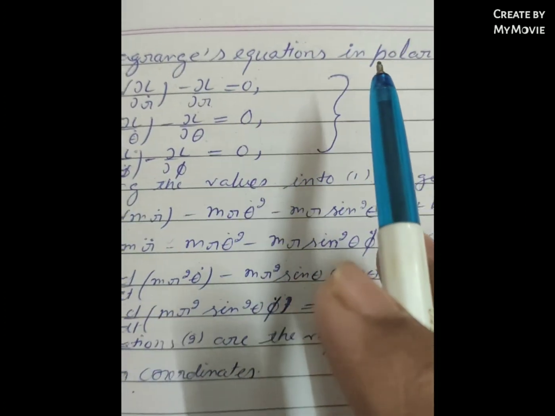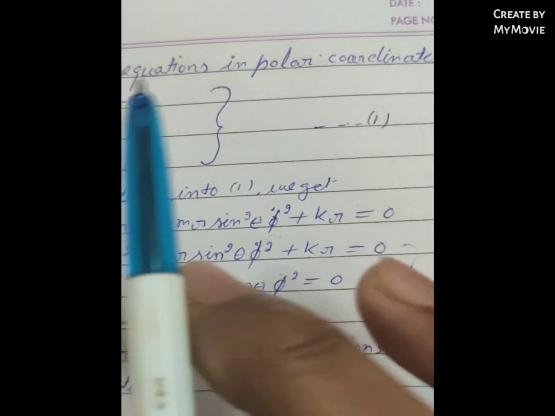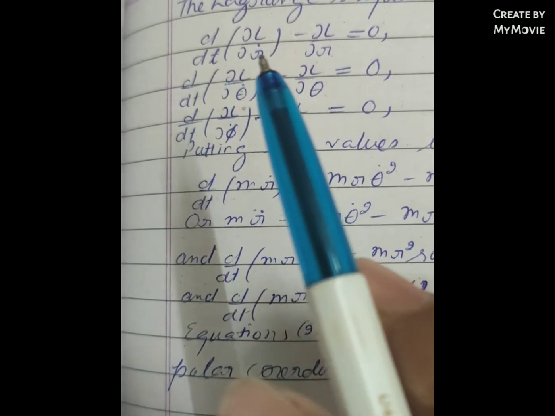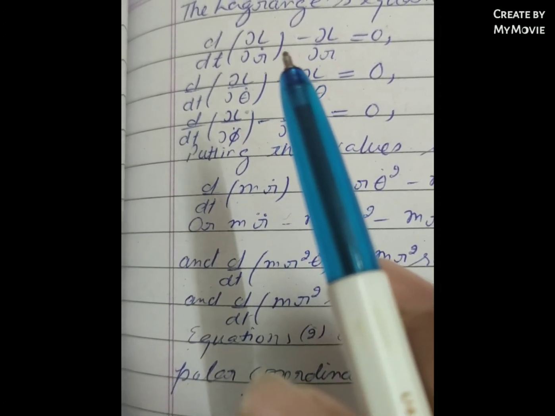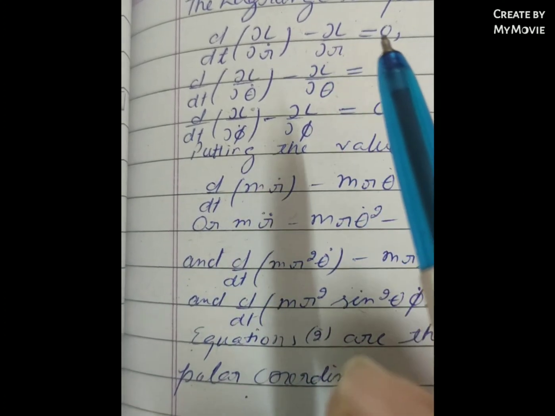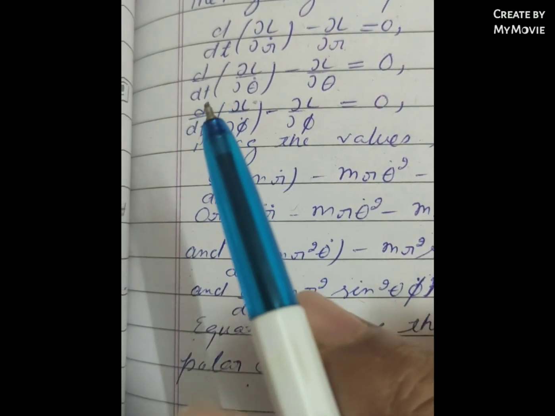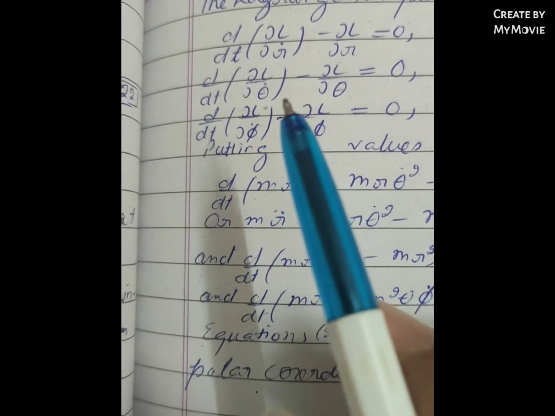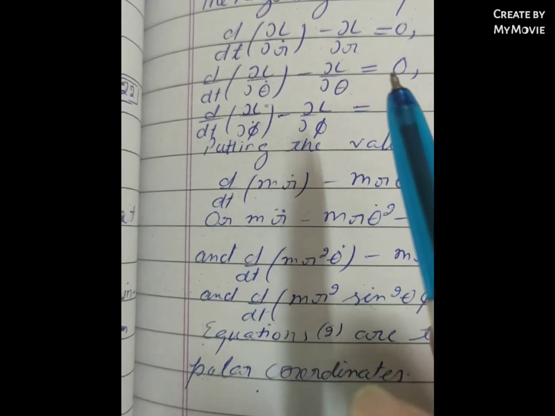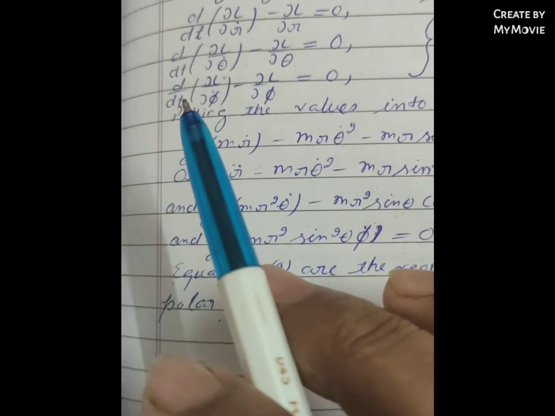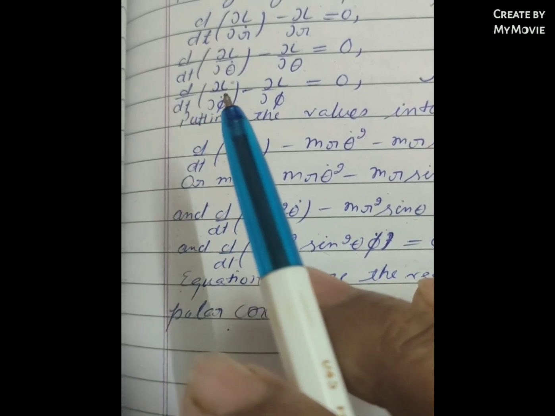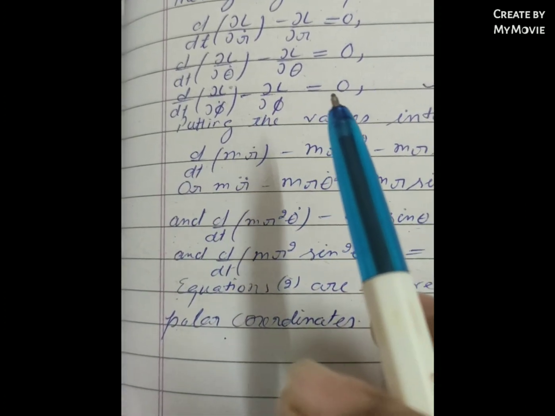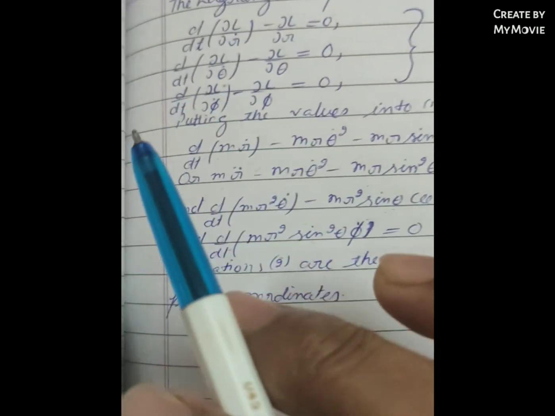The Lagrangian equations in polar coordinates are d over dt [del L upon del r dot] minus del L upon del r is equal to 0, and d over dt [del L upon del theta dot] minus del L upon del theta is equal to 0, and d over dt [del L upon del phi dot] minus del L upon del phi is equal to 0, which is equation 1.